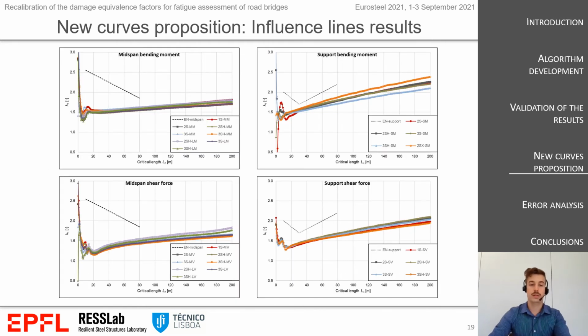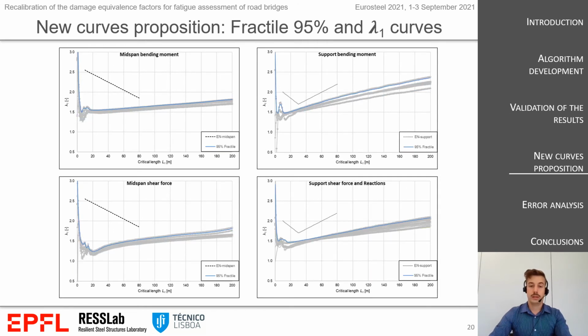Finally, we put together all the simulations and divided them into 4 graphs with midspan or support, bending moment or shear forces. We obtain the fractile at 95% of the curves in blue, and from that we simplified a lot. We find some equations and some easy functions to define the new lambda 1 curve proposition.